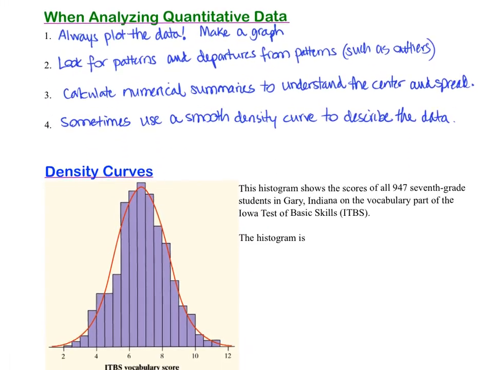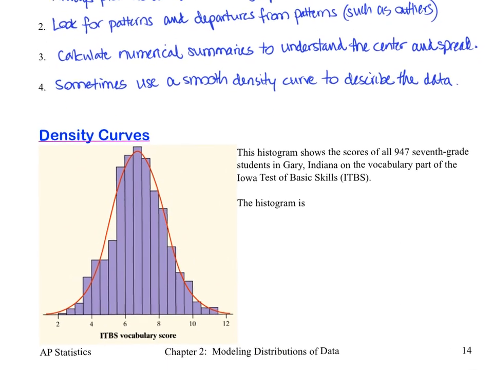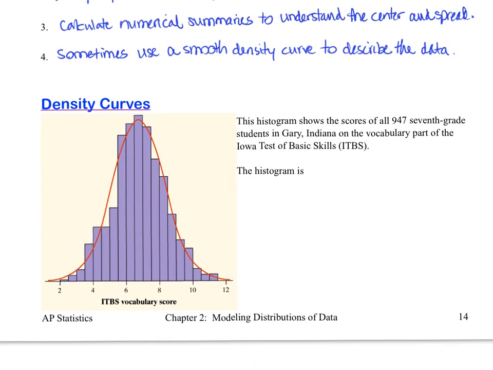And we've got an example here. We can see that this histogram was covered by a smooth density curve in red. This histogram shows the scores of all 947 7th grade students in Gary, Indiana, who took the vocabulary part of the Iowa Test of Basic Skills.